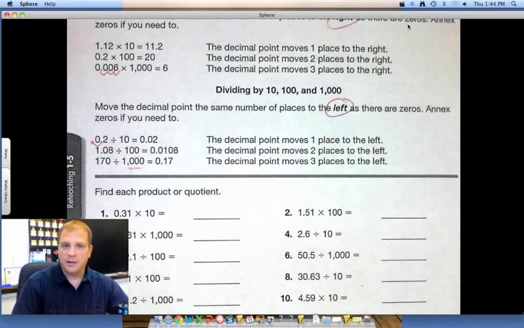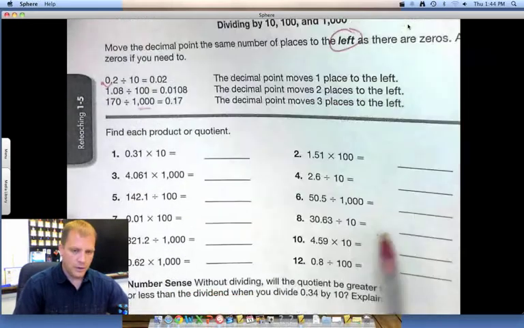I'm confident that you will do well on this lesson. This is nothing new, and it's just a matter of knowing whether or not you go to the right or to the left. And again, if you are dividing, the number is going to be getting smaller, and if you are multiplying, the number is going to be getting larger.